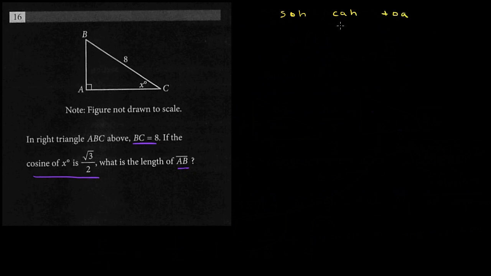Well, we know that the CAH is cosine, and cosine is just adjacent over hypotenuse. That is what cosine is, okay? And we know that the adjacent over hypotenuse, the ratio, we're already given. That is root 3 over 2. Mind you, this is the simplest ratio between the adjacent side and the hypotenuse side.